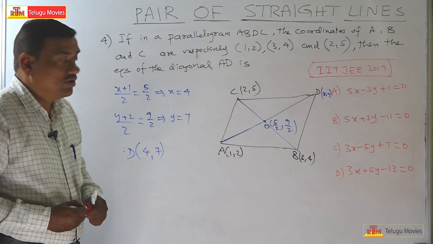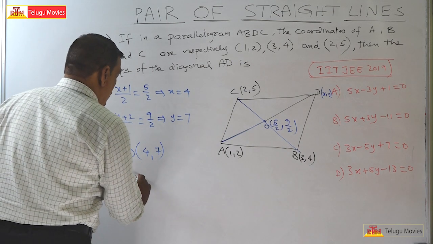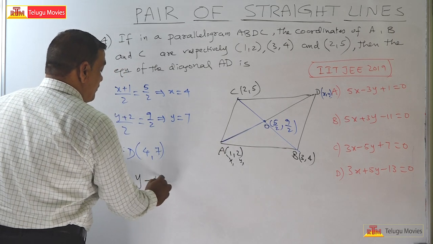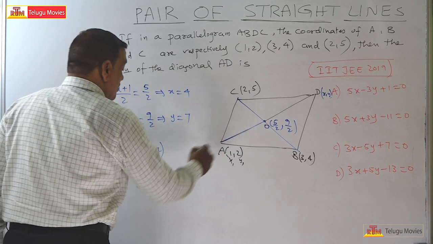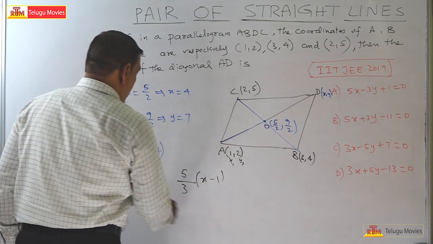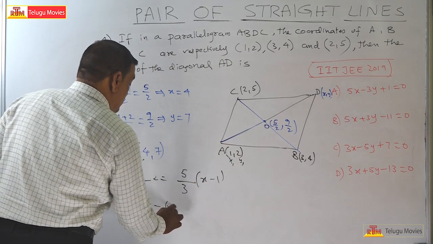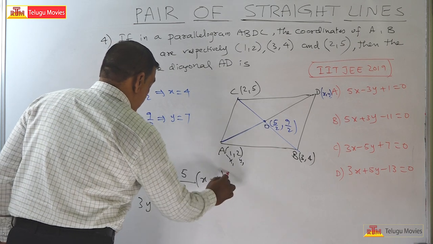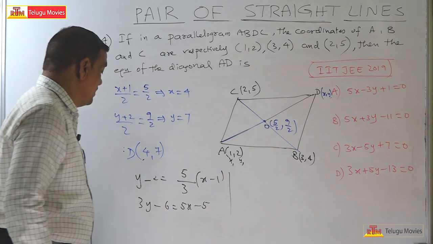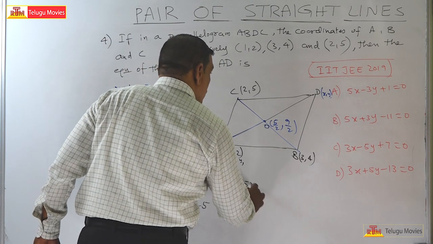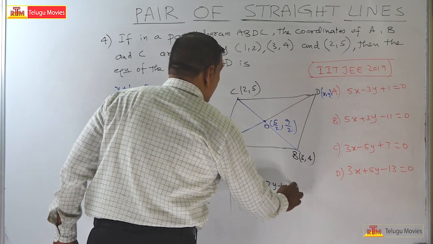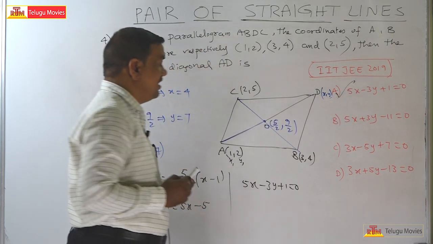Otherwise you can find the equation of the line directly. Calling the point (x1, y1), y minus y1 is equal to (7 minus 2)/(4 minus 1) into (x minus 1). So this is 3(y minus 2) equal to 5(x minus 1), that is 3y minus 6 is equal to 5x minus 5. If you simplify this, we get 5x minus 3y plus 1 is equal to 0. So option 1 is the correct answer.